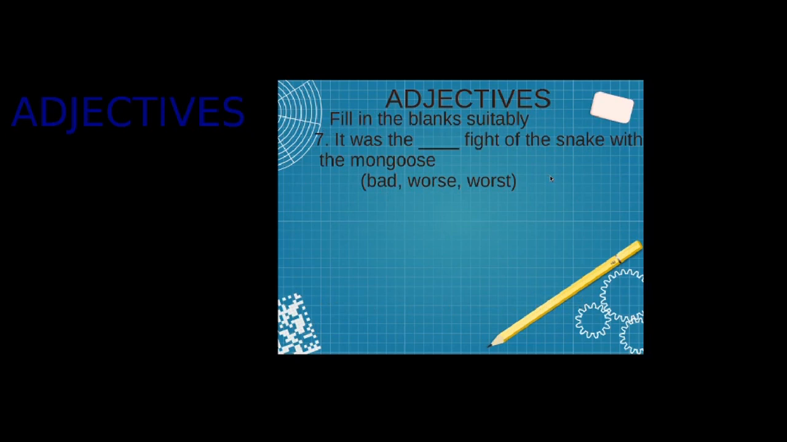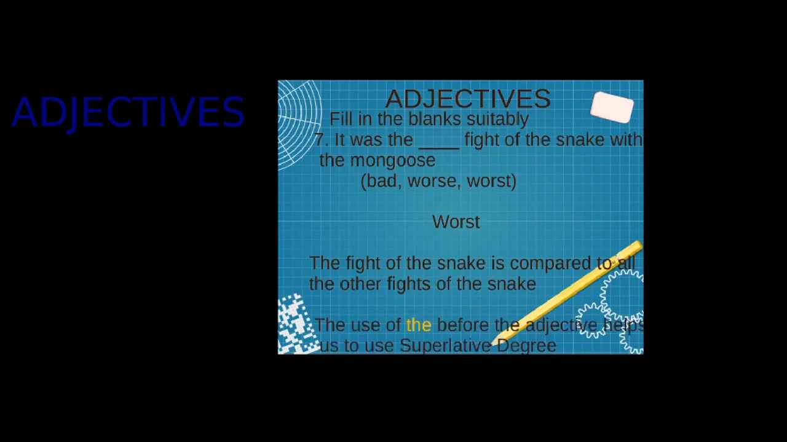It was the dash fight of the snake with the mongoose. Bad, worse, worst. Yes, what is it? Worst fight. Why? The fight of the snake is compared to all the other fights of the snake. And the use of the before the adjective helped us to use the superlative degree.